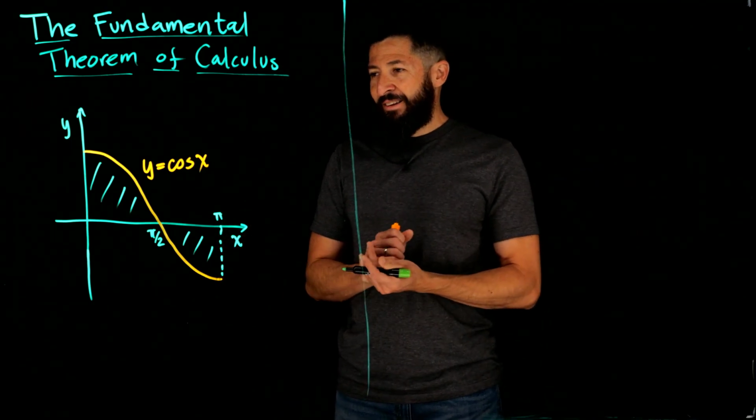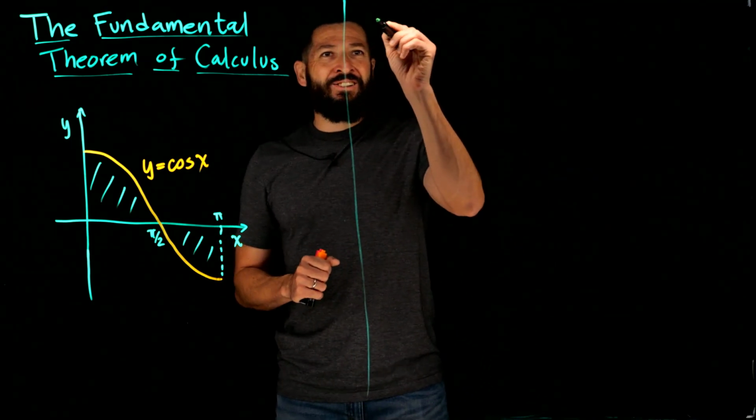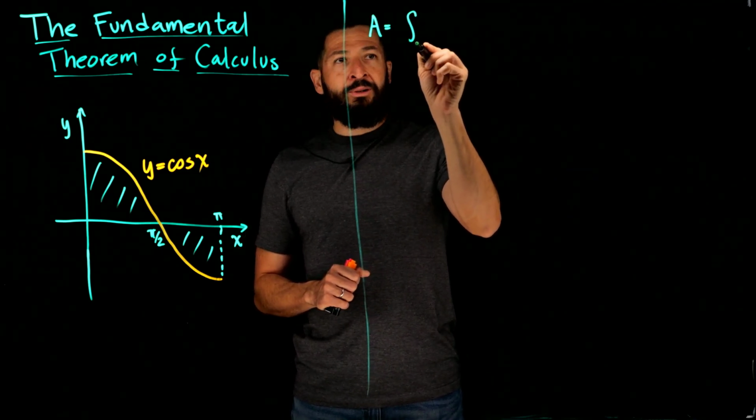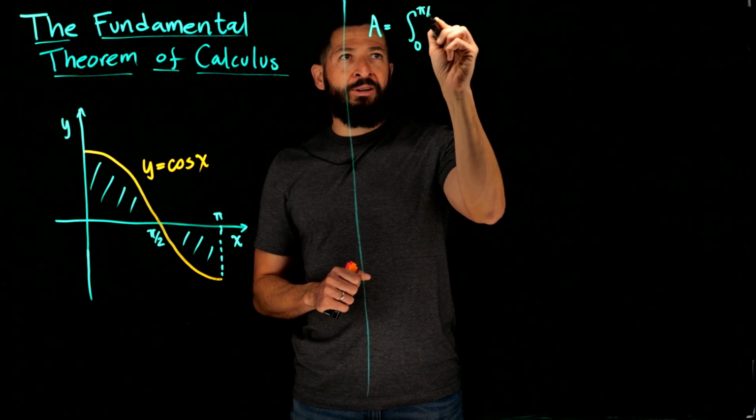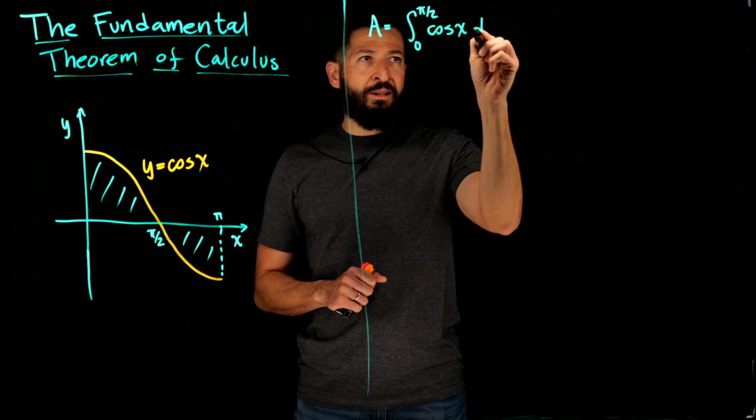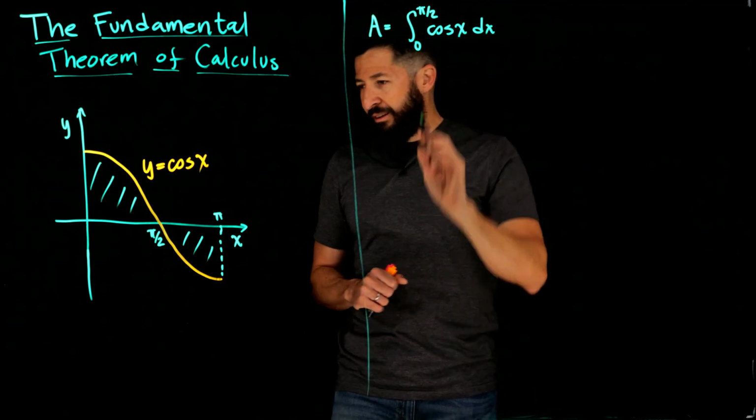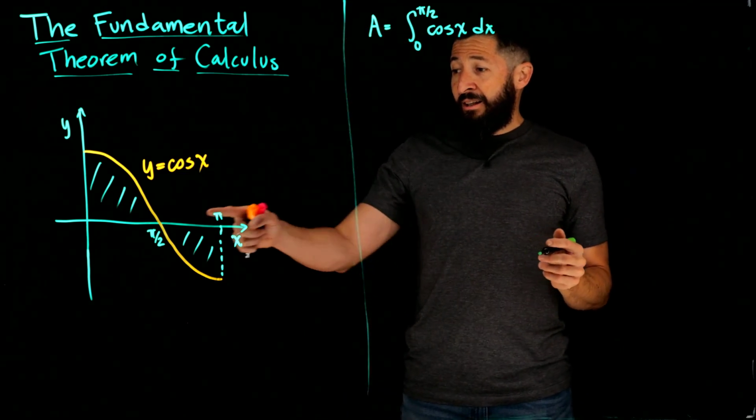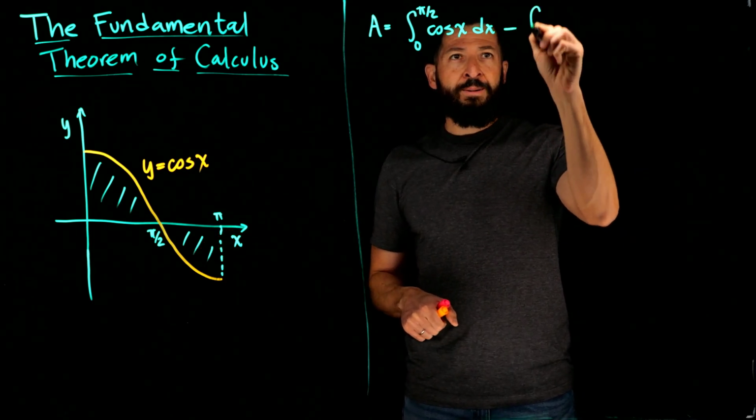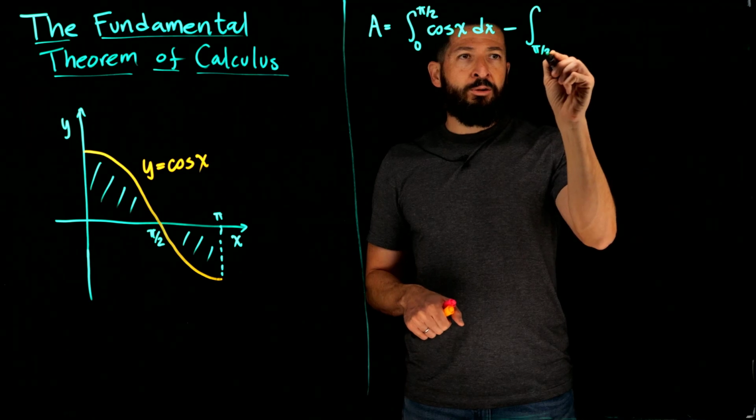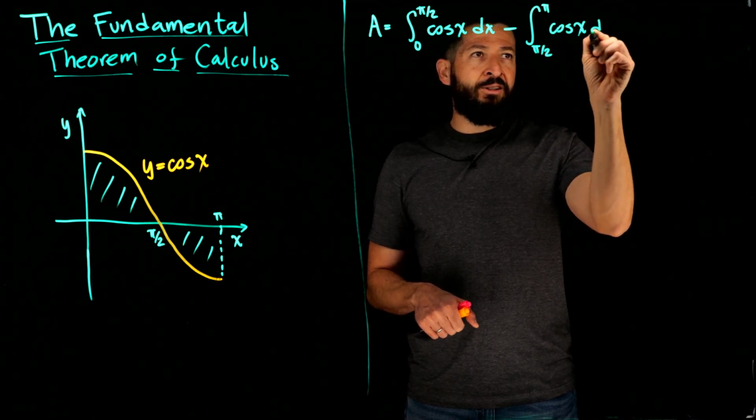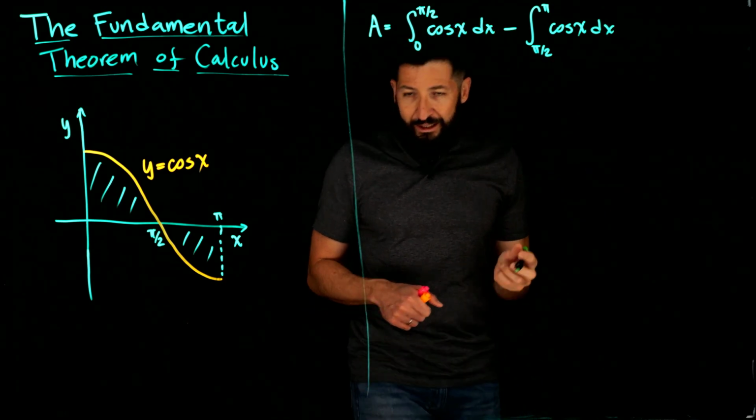But let's not cheat at the moment. So let's just write the area to be the integral from 0 to pi over 2. That's going to be the positive area. So I'm just going to write the fundamental theorem of calculus. I'm going to use that to evaluate this integral. And then this one is going to be negative. So to turn it into positive, I'm going to subtract it off. So from pi over 2 to pi of the cosine of x dx. And you'll see that we'll get 2 times this one anyways.